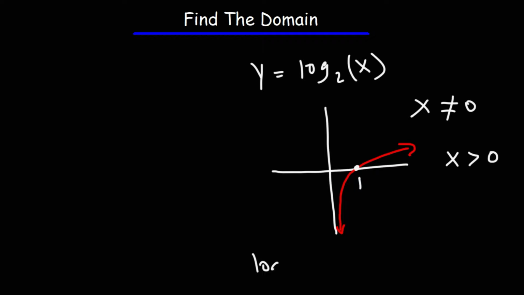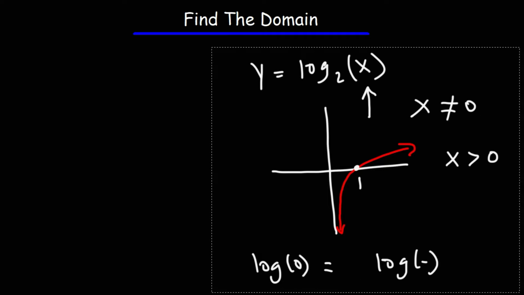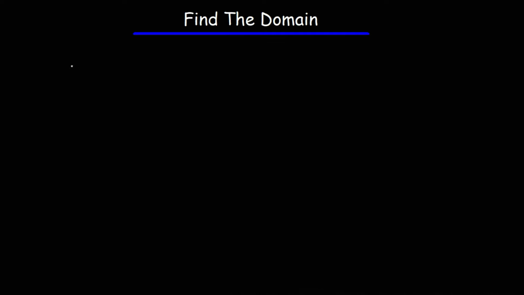If you were to plug in log of 0, you would get an error. Or if you plug in log of any negative number in your calculator, you would also get an error. So when finding the domain of logarithmic functions, you need to set the inside part greater than 0. So let's work on some examples.